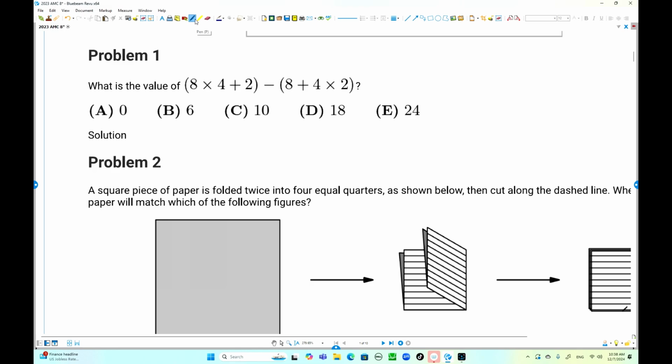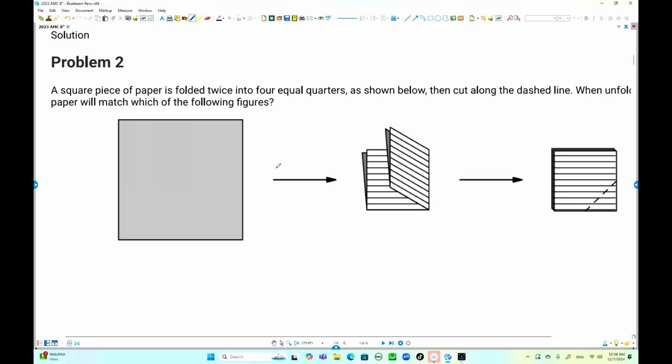So 8 times 4 plus 2, this is very easy, right? 32 plus 2 is 34. And the minus in the parentheses, that is 8, right? Multiplication is first. So 8 plus 8 is 16, right? So how much? 18, okay? Choice D is the answer. Number 2.